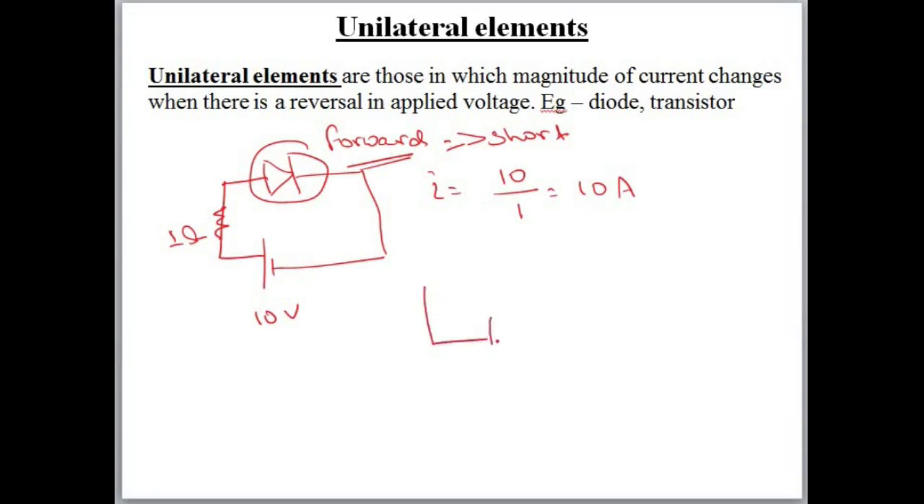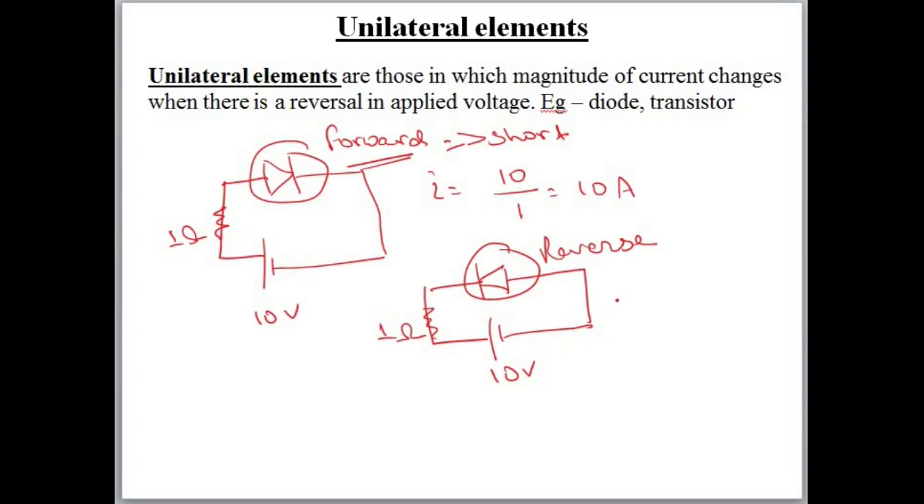Now, if we change the polarity, your resistance is there, 10 volt, 1 ohm. Now what will happen? Now this diode is reverse biased. Reverse biased, it will act as an open circuit. Open circuit means like this. So now what current will flow? No current will flow. Why? Because it is an open circuit.